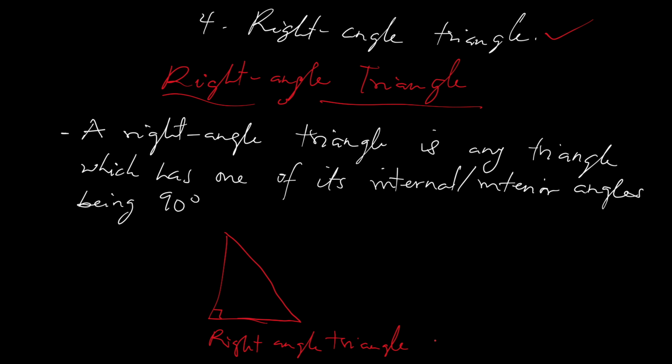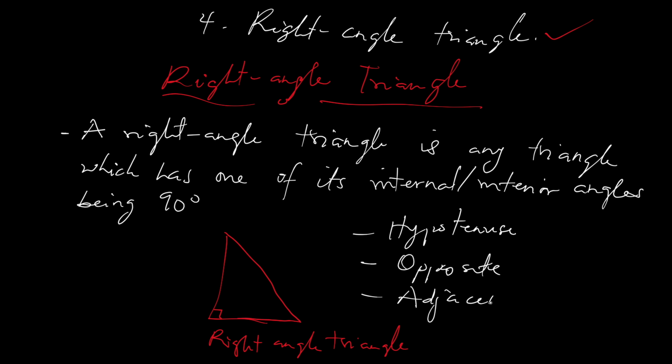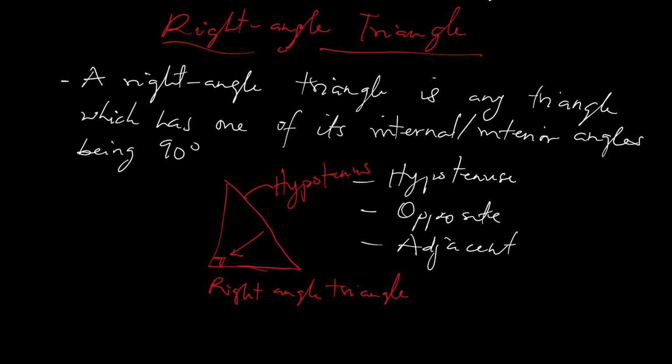Now the right angle triangle has three sides. First, we have the hypotenuse. And we have the opposite and the adjacent. So the hypotenuse is the longest side of the right angle triangle, or the hypotenuse is the side of the triangle that faces the 90-degree angle. So this side is our hypotenuse since it faces this 90 degree.